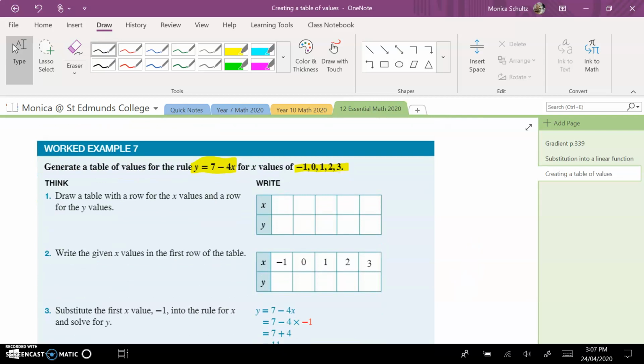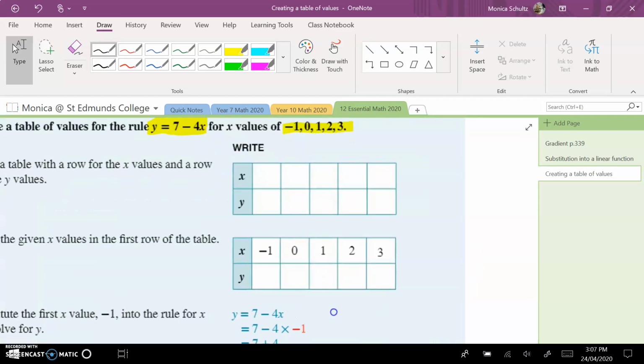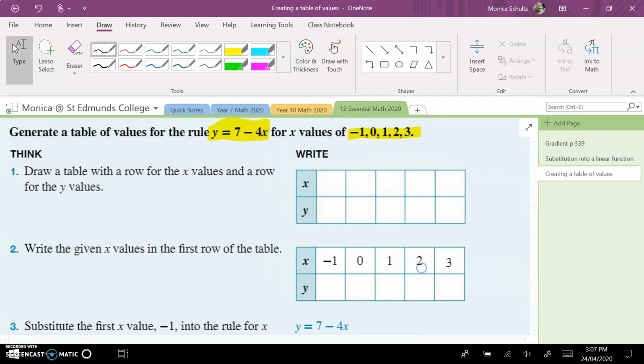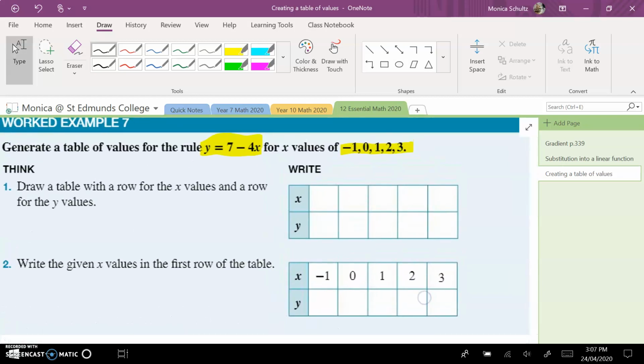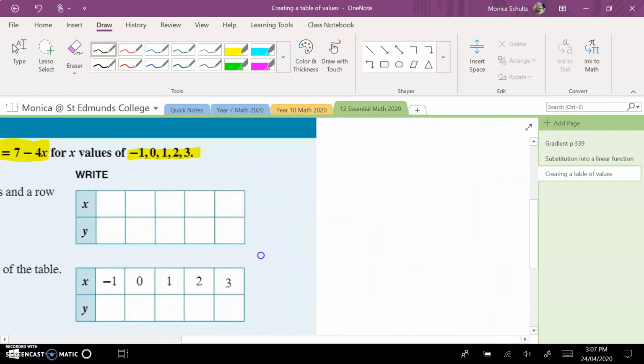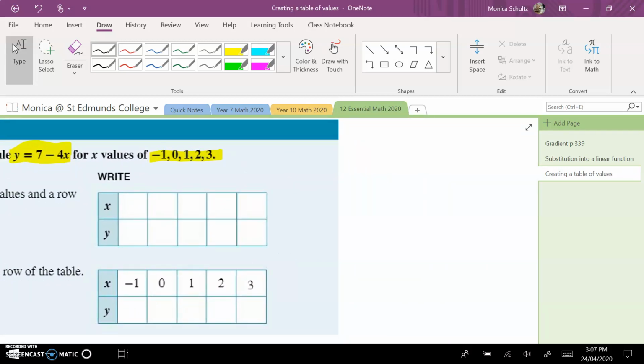So I'm going to chuck this into a table. Jokes, I'm just going to copy off this table that's already here. So the table's set up for me. I've put in my values into the x column, and now we're going to do the y value. So this is where I substitute it into the formula, like I showed you last video, and then I just plug those values into my table. So I'm going to do them for each one.